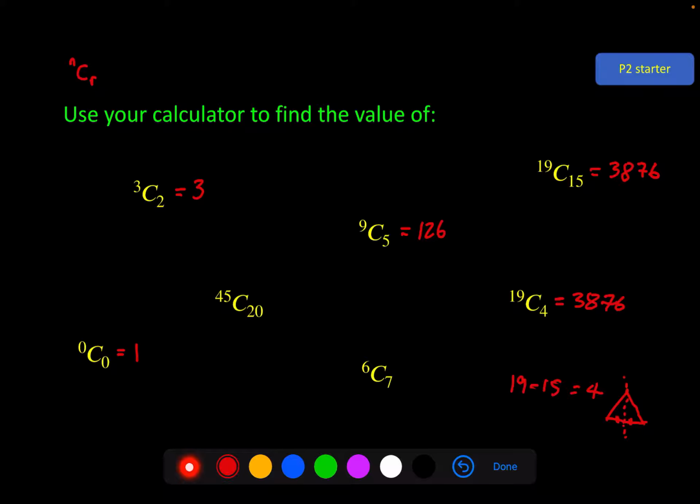And 6 choose 7, if you put that on your calculator, you should have a math error, because that is undefined. That's basically saying find the 7th term in a row that only has 6 terms. You can't do that. There isn't a 7th term. And this one was the one that was a very big number.